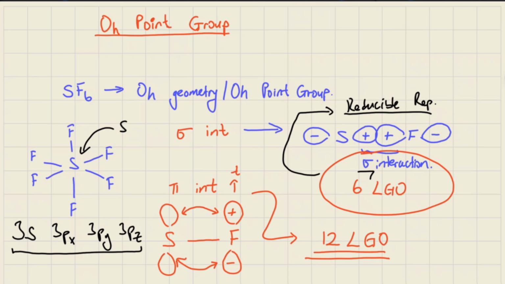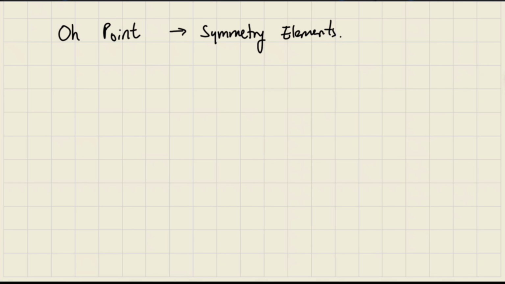But the issue is that the 6 LGO reducible representation is not easy to see. The reason is that octahedral geometry might be complicated. So firstly, I want to talk about the octahedral point group. We should try to see the symmetry elements before we write the reducible representation. I want to draw the molecule here. We have a central atom and we have 6 ligands. This is the y-axis, this is the x-axis, and this is the z-axis.